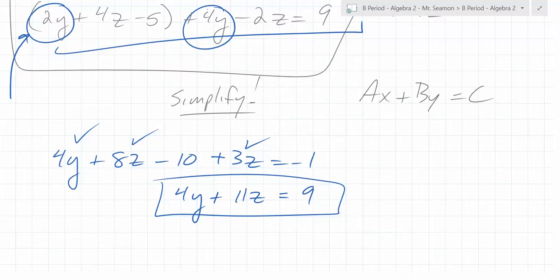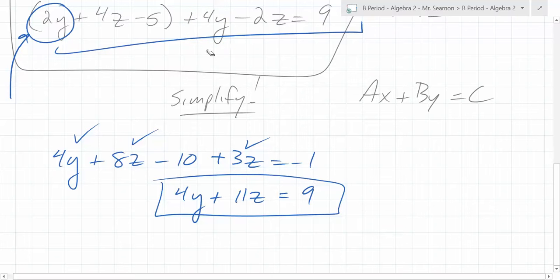No. That's a subtraction sign. No, it's not. Oh, I see. You thought it was, because I put the circle through it. Got it. So it's going to be 6y.